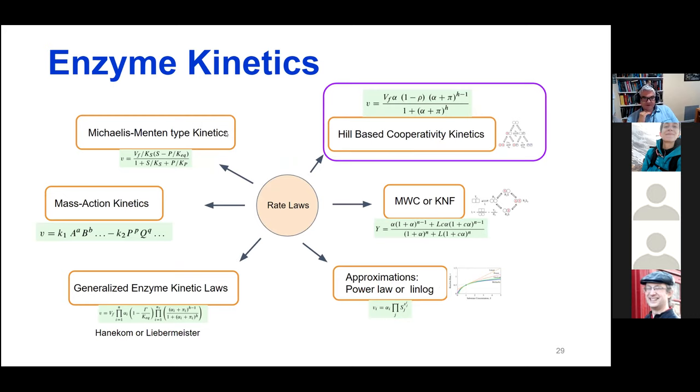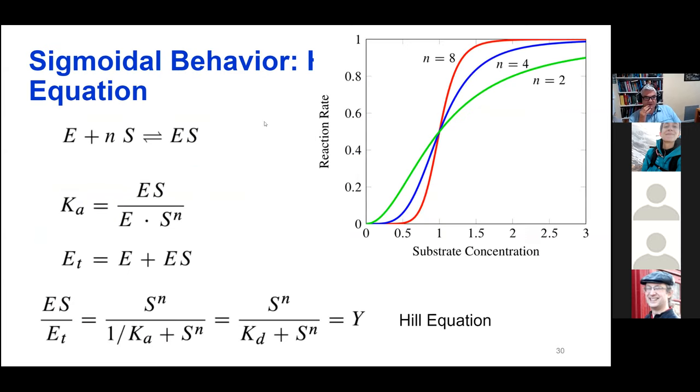Then there's the Hill base. So the Michaelis-Menten group give you sort of hyperbolic monotonic plots. The Hill-based equations give you sigmoidal, you know, S-shaped plots. And the most common one is the Hill equation, right? This is the model, or this is the derivation if you're interested. But it basically gives you, you have an extra parameter, N, in the equation. And the bigger the N, the more severe the S shape, okay?